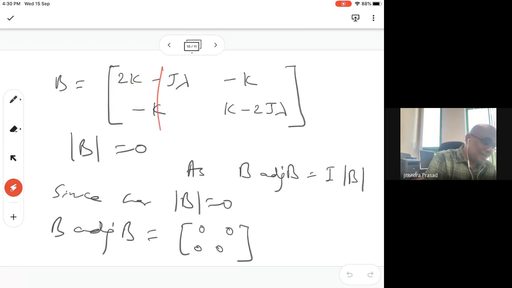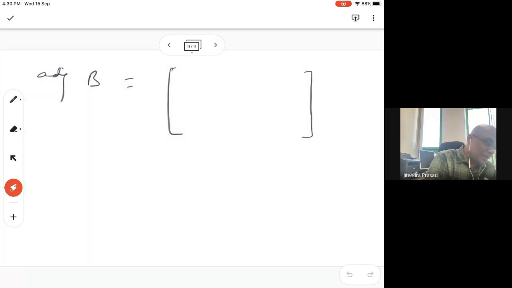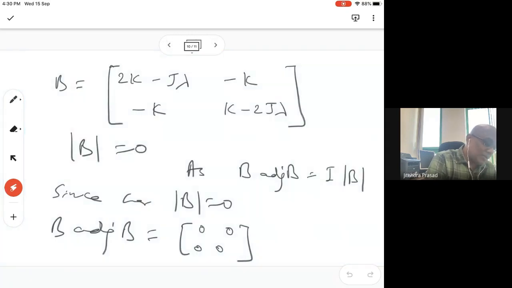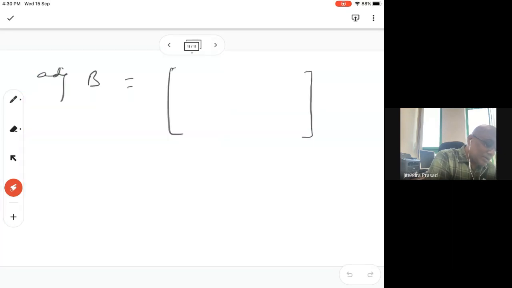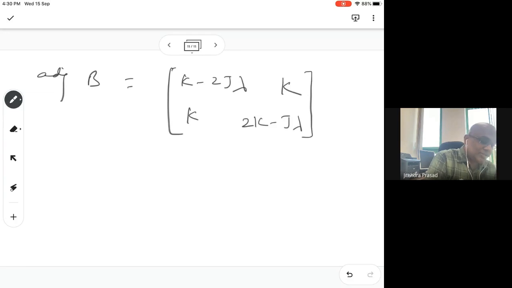Similarly, and so on. So what you will get here is this value. Here you will get a K, this multiplied by minus 1. Here you will get again minus K multiplied by minus 1, and here you will get this value. So adjoint B will be equal to, looking from K minus 2 J lambda, K minus 2 J lambda, then you get K, then K, and then you get 2K minus J lambda.